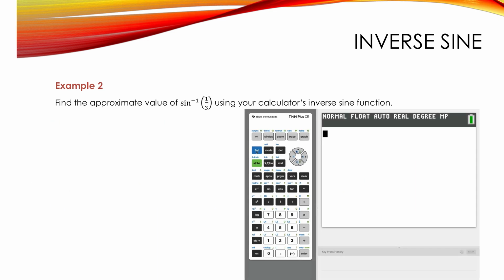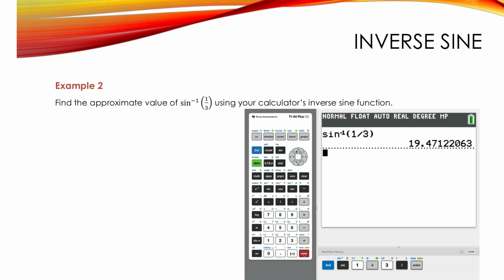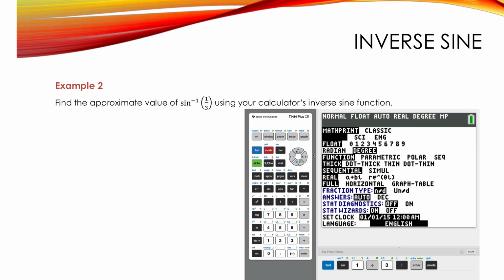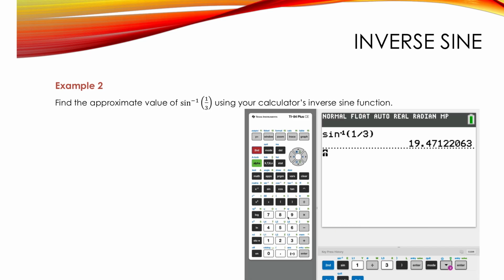For the next example, we're going to look at how to find the approximate value of an inverse sine of a different number that's not on the unit circle. So you hit second, sine, put in your 1/3, and we end up finding 19.47. Now let's go to mode and see. That is in degrees. What if we want it in radians? Well, let's change it back to radians. And then we're going to try again. So we'll hit second enter, or you can hit up and enter, and just try it again. And in radians, we have 0.34.